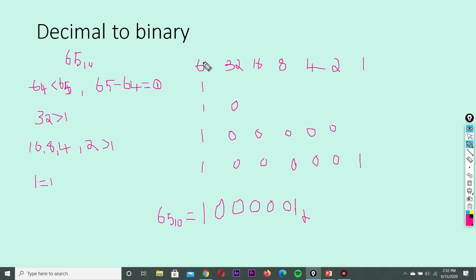Since 64 is the highest power which is lesser than the given number, the next step is we have to compare the powers with the given number. So first take 64, compare it. If it is lesser or equal, both conditions, then make it as 1.